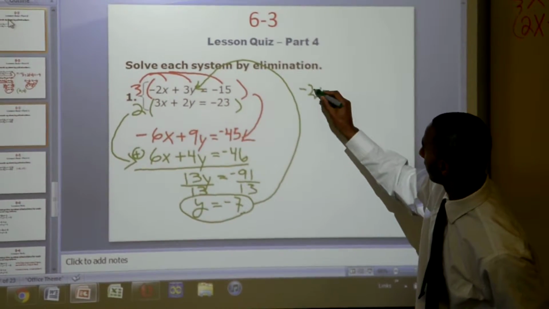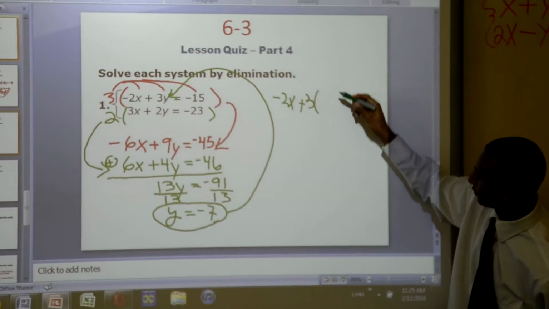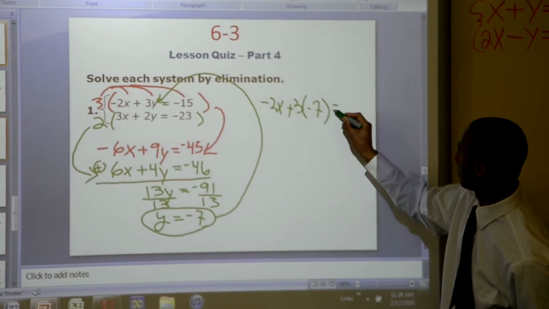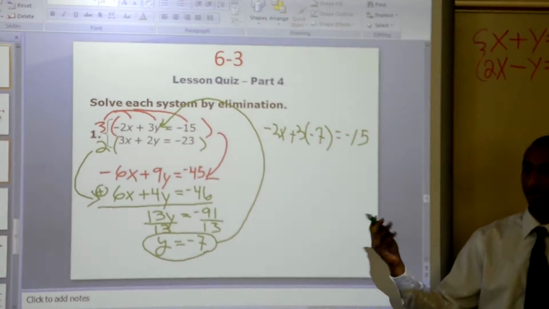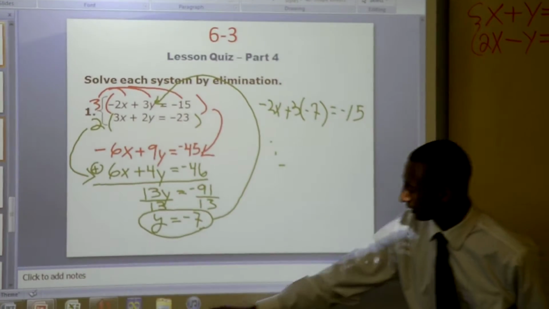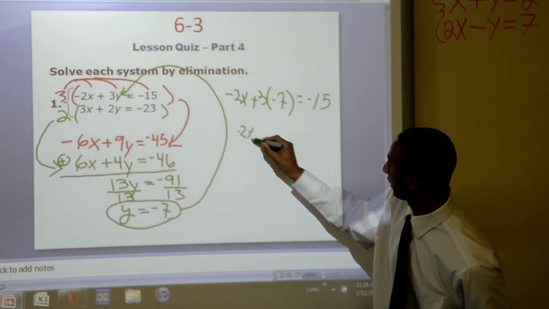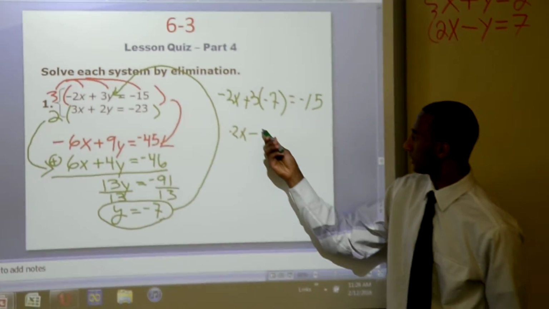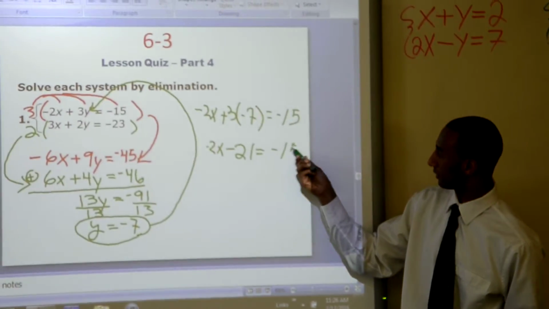Let's plug it in, and let's see what we get. So we get negative 2x plus 3 times, our y is what, negative 7 now, right? And that's equal to negative 15. Right? So when we simplify, what do we get? We get negative 2x minus, what is 3 times negative 7? Negative 21. Negative 21, and that's equal to negative 15, right?